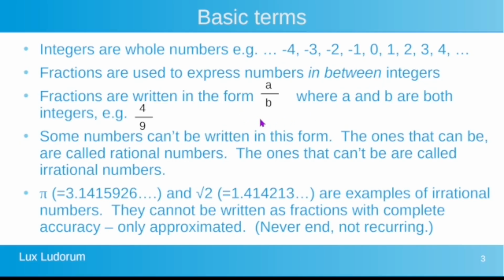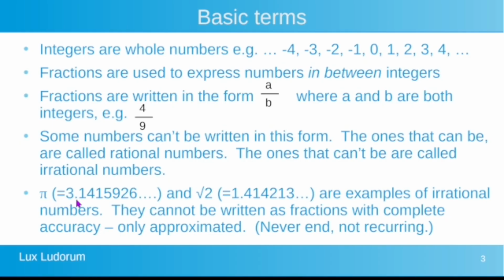Fractions are written in the form of a over b, where a and b are both integers. For example, 4 over 9, with a line between them. Some numbers can't be written like this. The ones that can be are called rational numbers, and the ones that can't be are called irrational numbers.